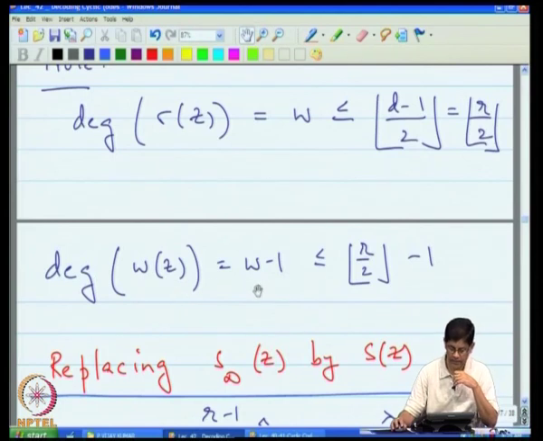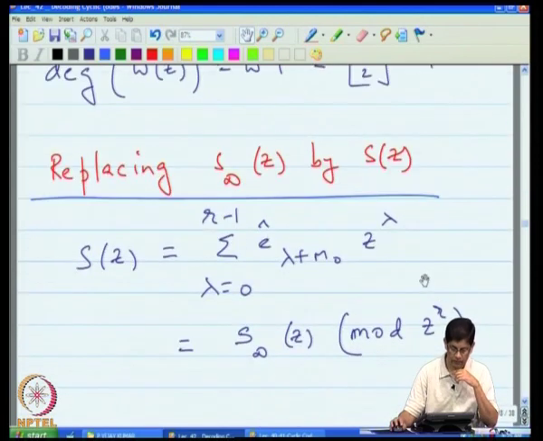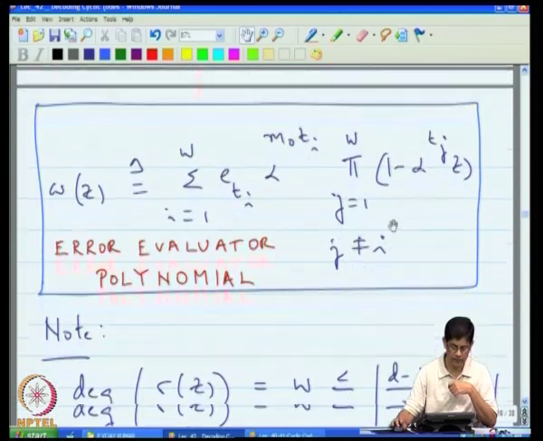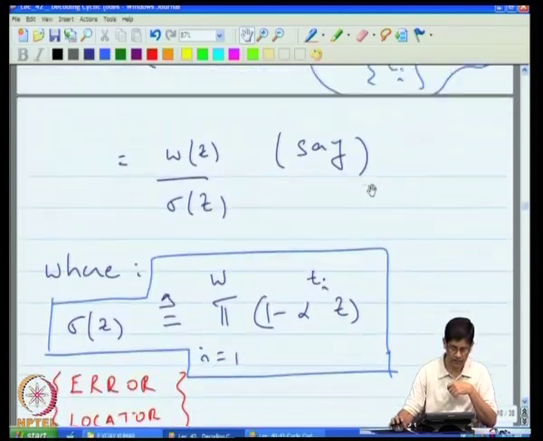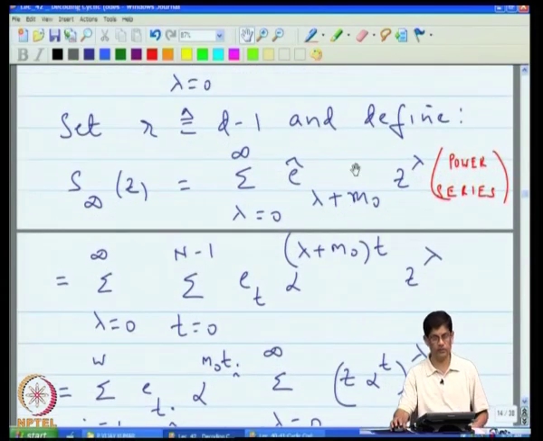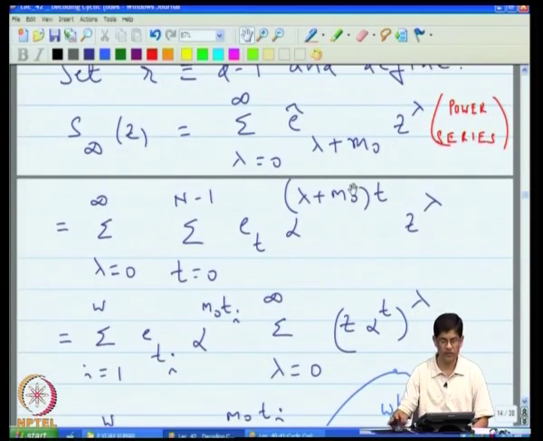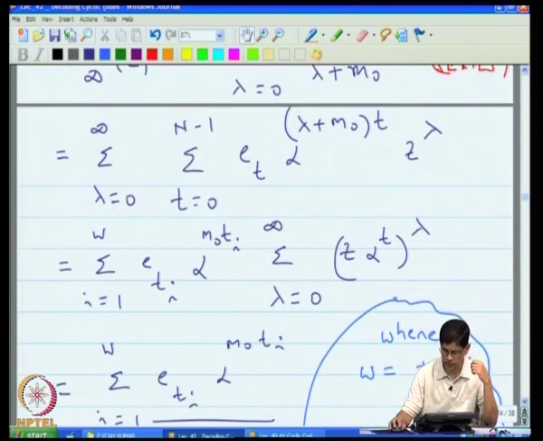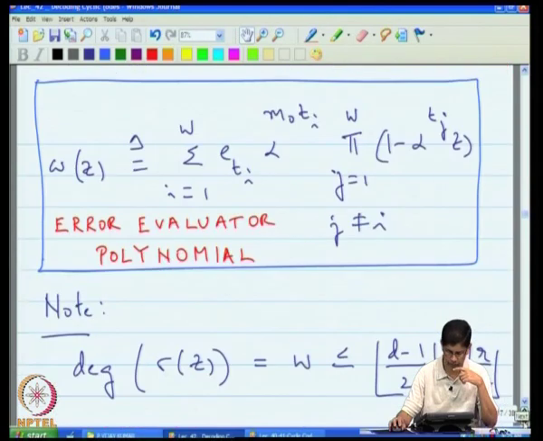And the degree of omega z is 1 minus this, so it is given by this expression. Okay, so now all of this is in terms of S infinity of z, but on the other hand I just pointed out that I do not have access to S infinity of z. So, you might ask, well, what is the use of this if you do not know what S infinity of z is? Well, that is true, but here is what we can do.